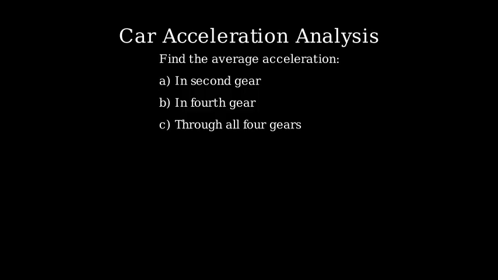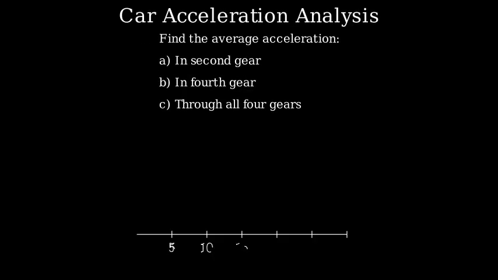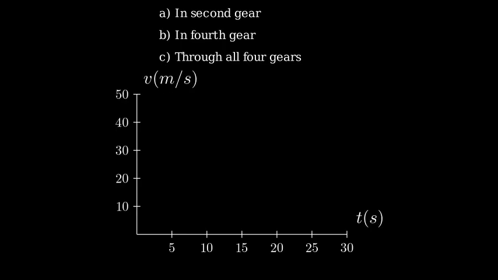Let's look at the velocity versus time graph. We have velocity on the y-axis in meters per second and time on the x-axis in seconds. The graph shows how the car's velocity increases as it shifts through its gears. Notice these flat spots. They represent the moments when the driver is shifting between gears.